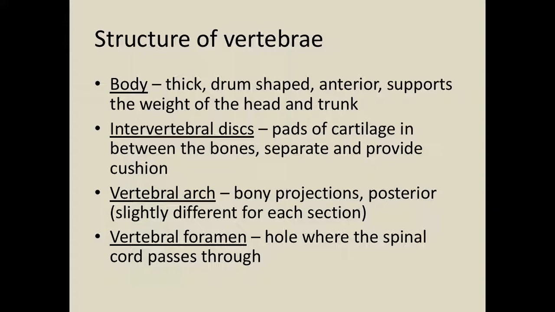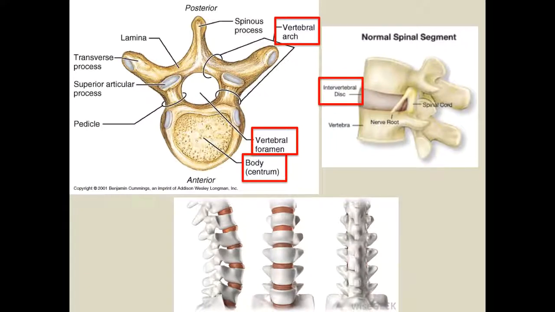So one more time, we've got the body, we've got the foramen, we've got the arch, and we've got the disc. All those other words on there are anatomy words and have a lot to do with how the joints come together, but they're there for you to see. For us, if you know those four I haven't read, you're good.